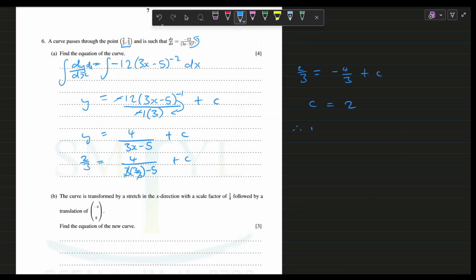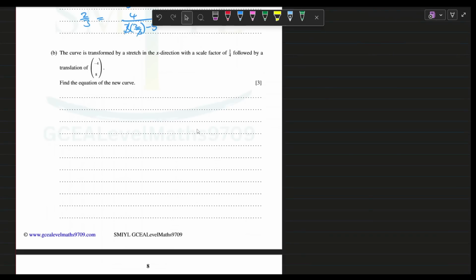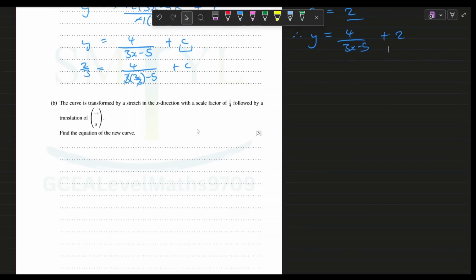So we can say that the equation of the curve is y is equal to 4 over 3x minus 5, and then we're replacing our c with 2, so plus 2, and that will be our final answer. Part B says the curve is transformed by a stretch in the x direction with a scale factor of a quarter followed by a translation of -4/8. Find the equation of the new curve.